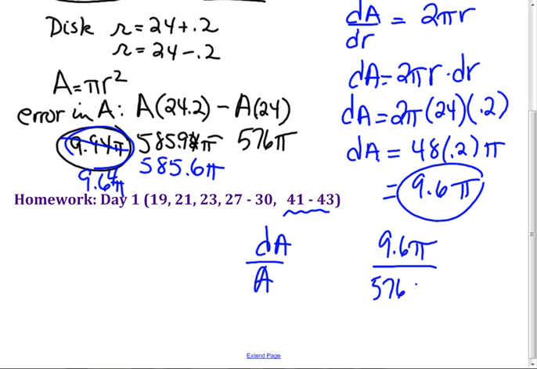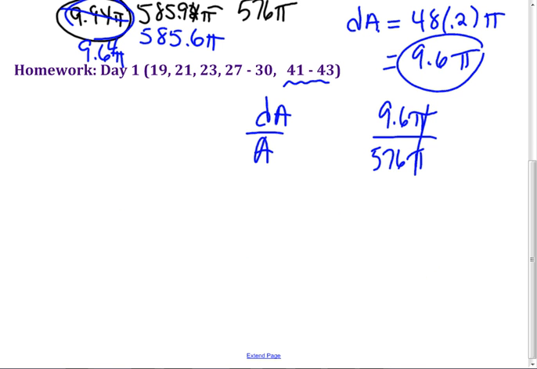576 pi. The pi's will go. What is 9.6 divided by 576? I want 3 decimal places, at least. Maybe more. 0.017? Okay, that's the relative error. What's the percent error? You multiply it by 100%, which is 1.6 repeating percent.